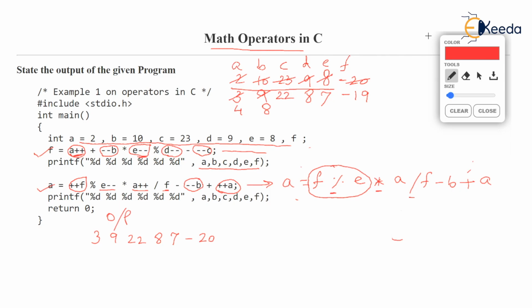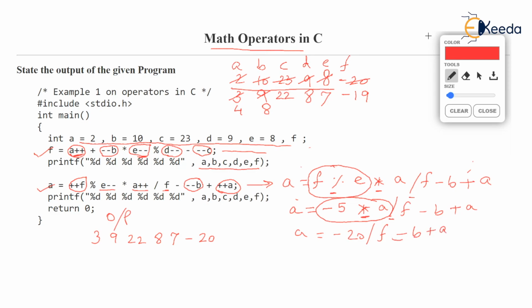Now 7 twos are 14, and the remainder is 5. Not really, the remainder is minus 5, isn't it? Think over it. Minus 19 was divided by 7 and the remainder was obtained. So 7 twos are 14 and the remainder is minus 5. So what is now pending is a equal to minus 5 into a upon f minus b plus a. Now multiply and divide are pending, and multiply comes first from the left-hand side. So this has to be solved first. It is minus 5 into 4. Check the table above, a is 4. So this becomes minus 20 upon f minus b plus a.